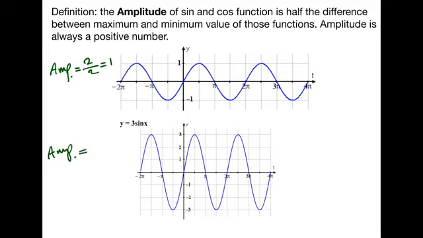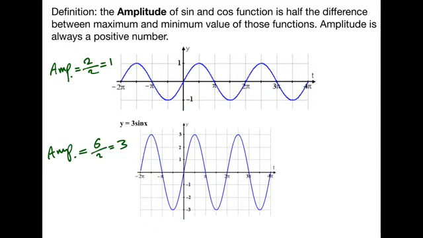Amplitude equals, so what is the difference? From negative 3 to 3, we have 6 units. So we should divide 6 by 2, which is equal to 3. And that's the amplitude of this function.